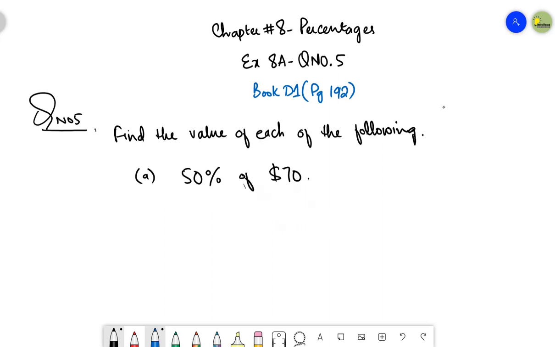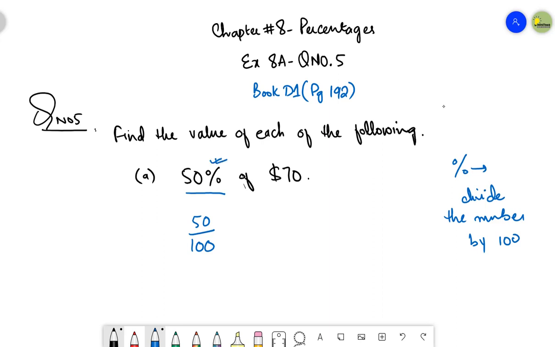Okay, class. So first of all, 50%. It can be written in the form of a number like this: 50 divided by 100. You have to remove the percentage symbol from 50, and this percentage symbol can only be removed by dividing the number by 100. So if it is written 50%, then 50 needs to be divided by 100 in order to remove the percentage symbol. So this is the first thing.